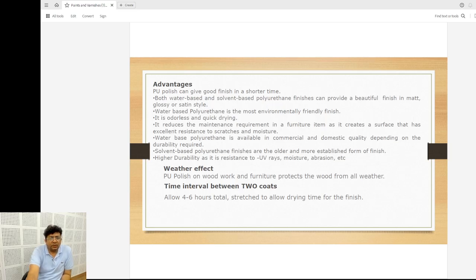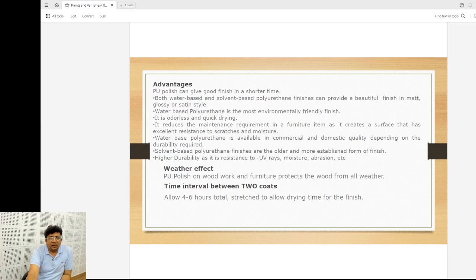Polyurethane PU is also very environmentally friendly. It is odorless and quick drying. It does not have any odor of its own, so it is very human friendly, and it dries up quickly so that the process becomes faster, giving a good film to the furniture, and it is highly resistant to cracks and moisture. Therefore, the maintenance is also very less.